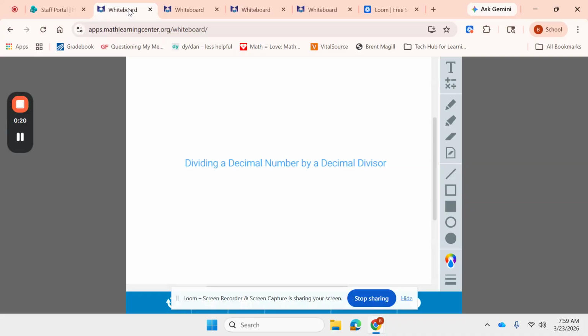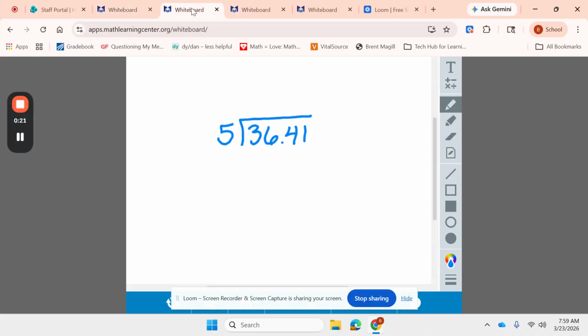First thing we're going to do is actually a little review. We're going to look at this problem, 36 and 41 hundredths divided by 5. To do this kind of problem, what do we need to do as we divide? We're going to consider the number like a whole number. So we're going to divide first.